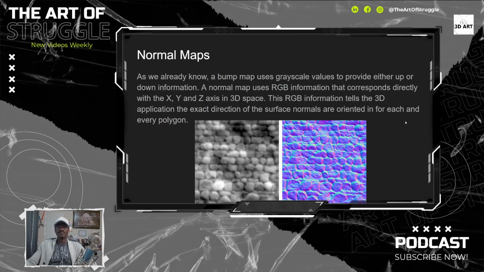And as we already know, a bump map uses grayscale values to provide either up or down information. A normal map uses RGB information that corresponds directly with the X, Y, and Z axes in three-dimensional space. This RGB information tells the 3D application the exact direction the surface normals are oriented in for each and every polygon.